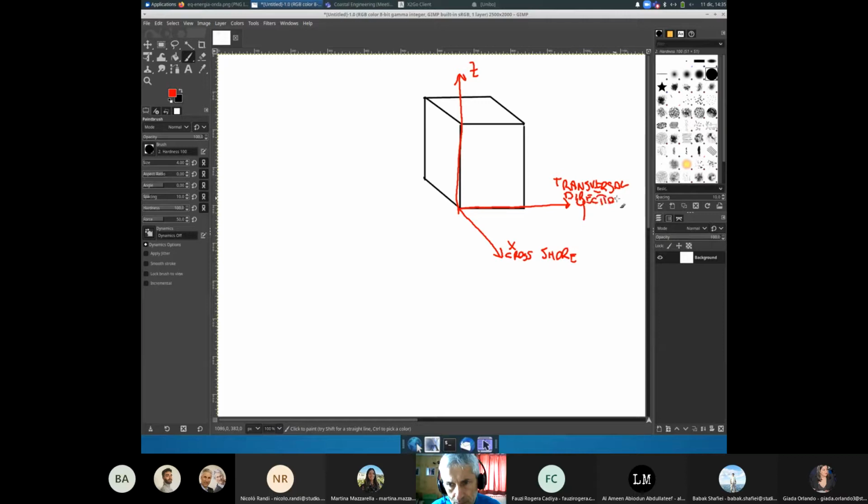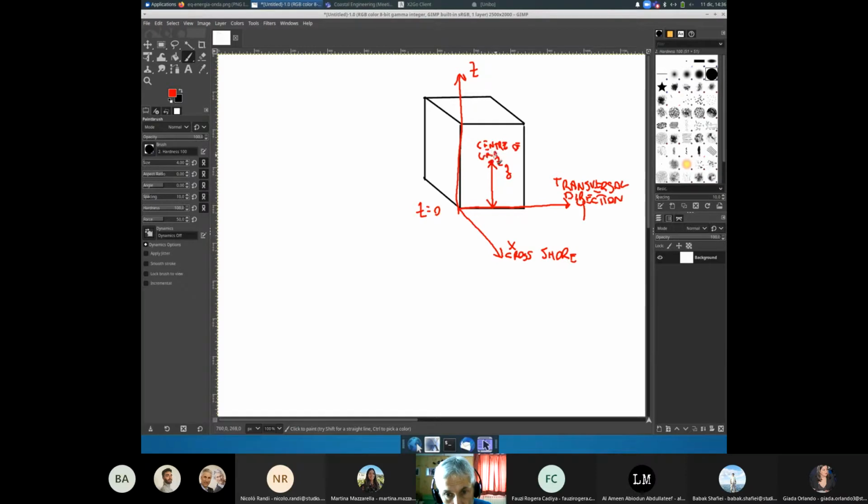Okay, so again, let's compute the energy of this cubic shape, which we assume is full of water, with respect to the plane Z equals 0. Okay, and let me indicate with ZG the elevation of the center of gravity. This is the center of gravity.